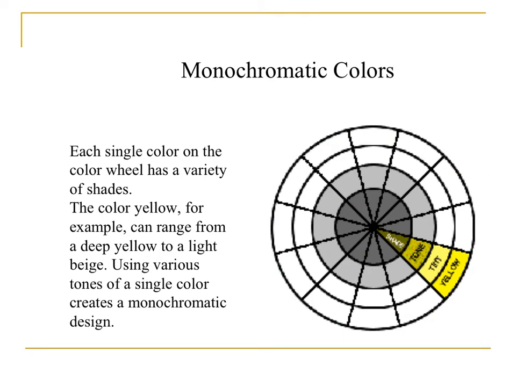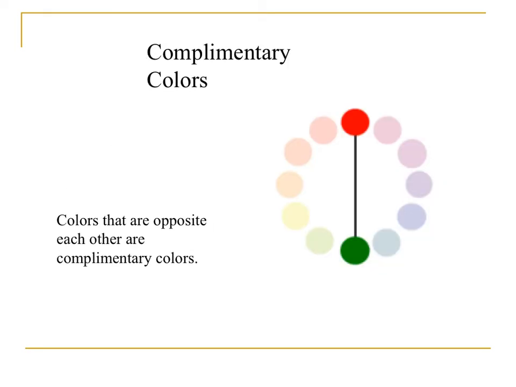When you change the value of a color, what you get are the tint, which is the color plus white, or the tone, which is the color plus gray, or the shade, which is the color plus black. And that makes a monochromatic color scheme, meaning a single color.